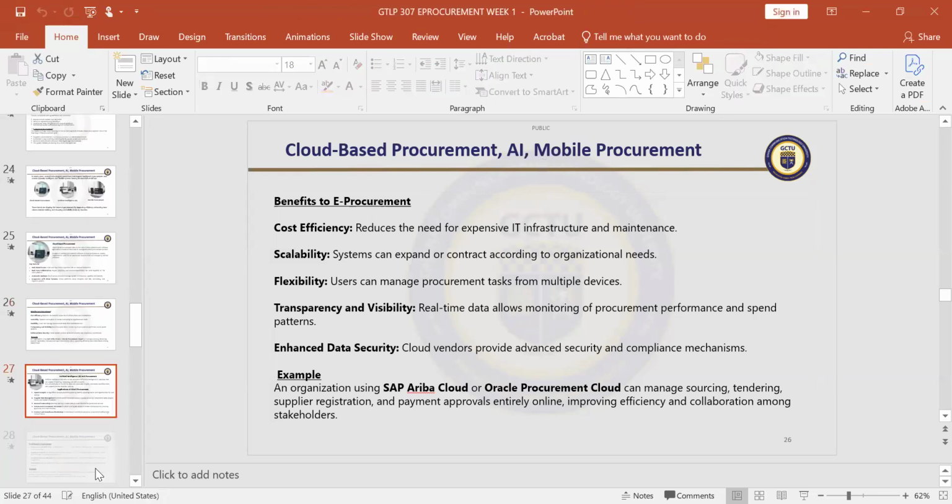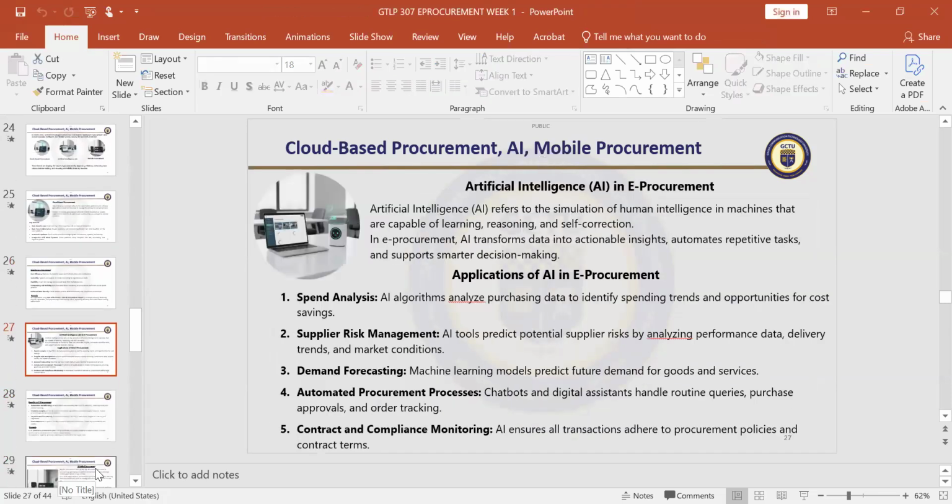Then we talk about artificial intelligence, AI, in e-procurement. Artificial intelligence refers to the simulation of human intelligence in machines that are capable of learning, reasoning, and self-correction. In e-procurement, AI transforms data into actionable insight, automates repetitive tasks, and supports smarter decision-making.